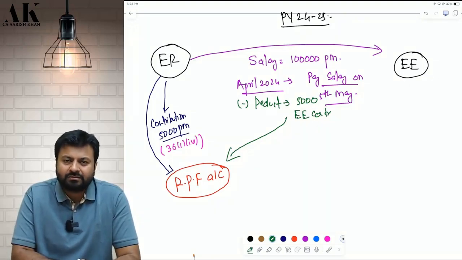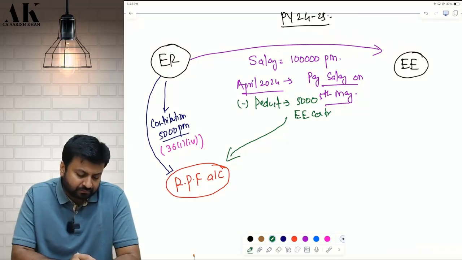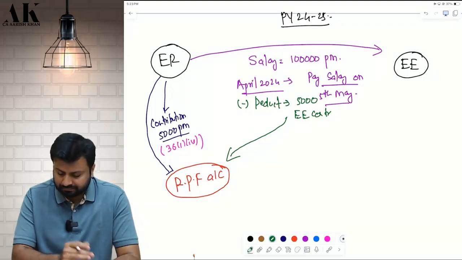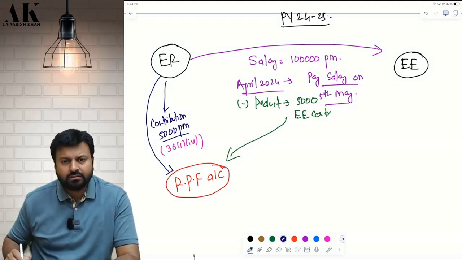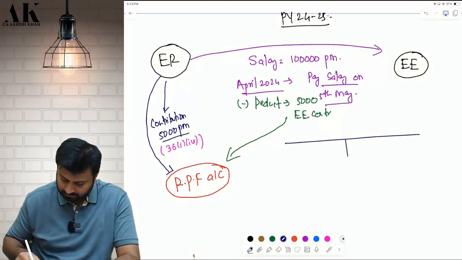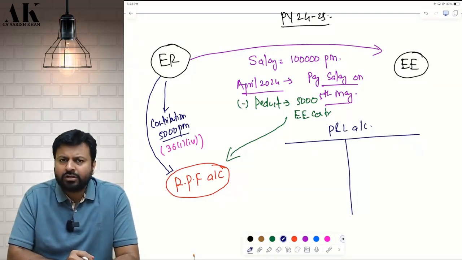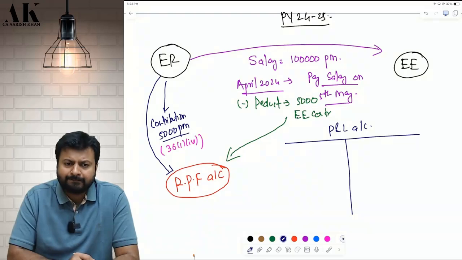Are you clear? Now, what does the law say? Listen carefully. Very, very important. Pay attention, please. Sir, what is so important over here? Pay absolute attention. Suppose I'm making a small P&L account. Can you please tell me on which date I'm deducting the employee's contribution from the employee's salary? On 5th of May, correct?